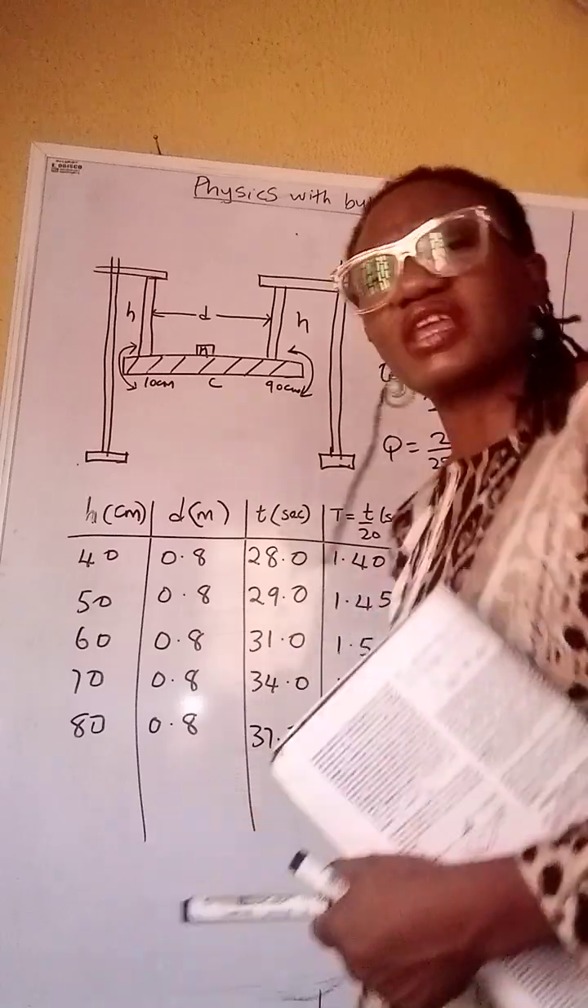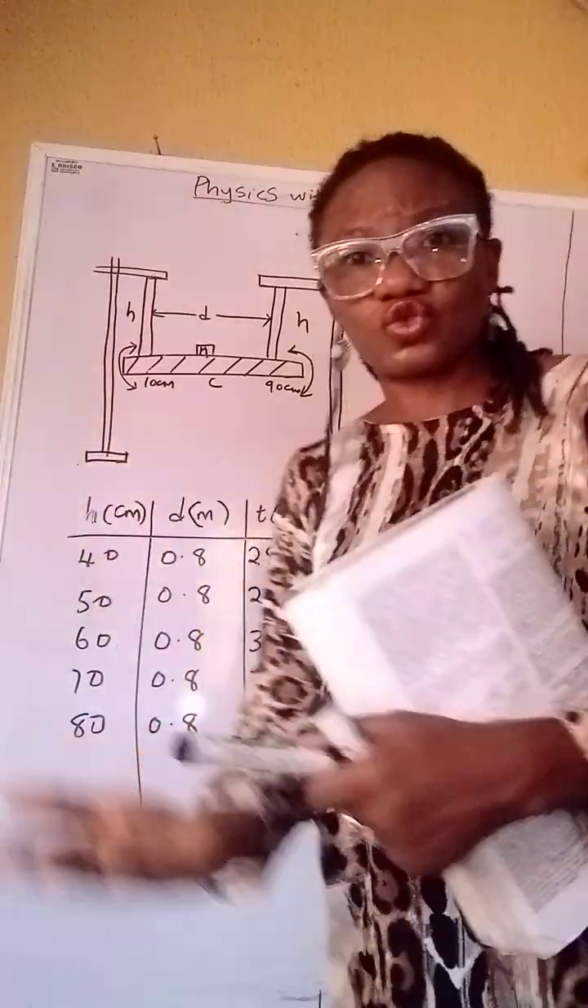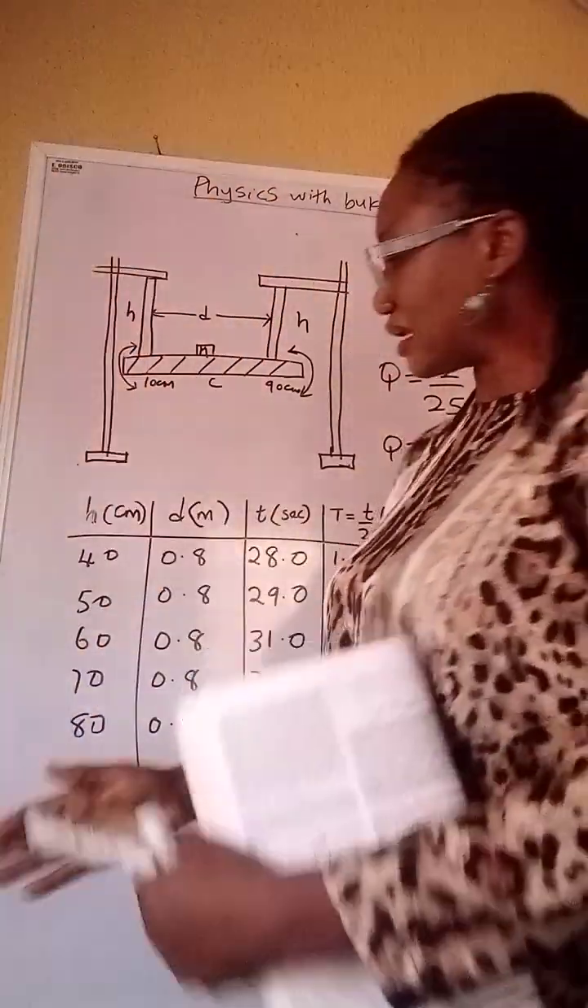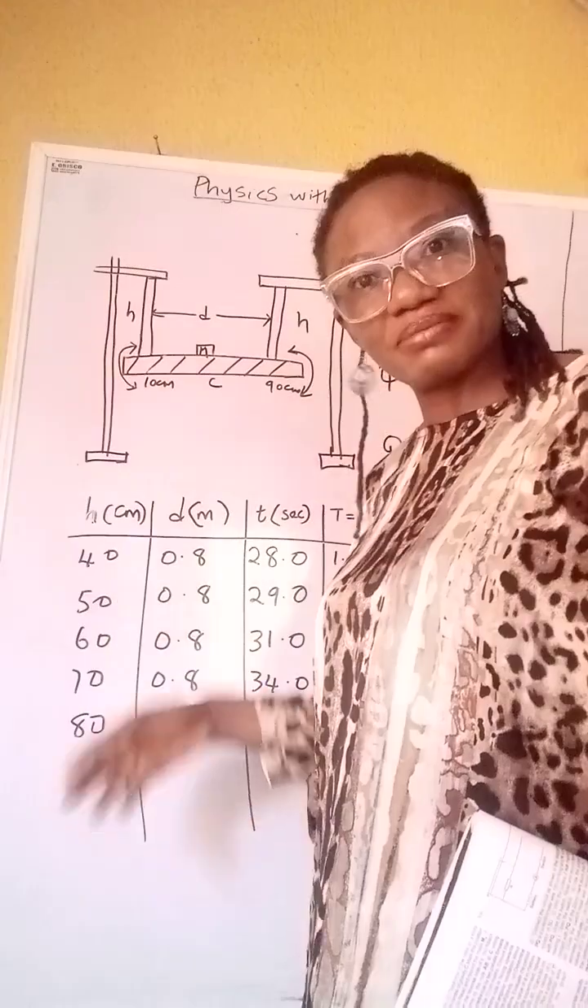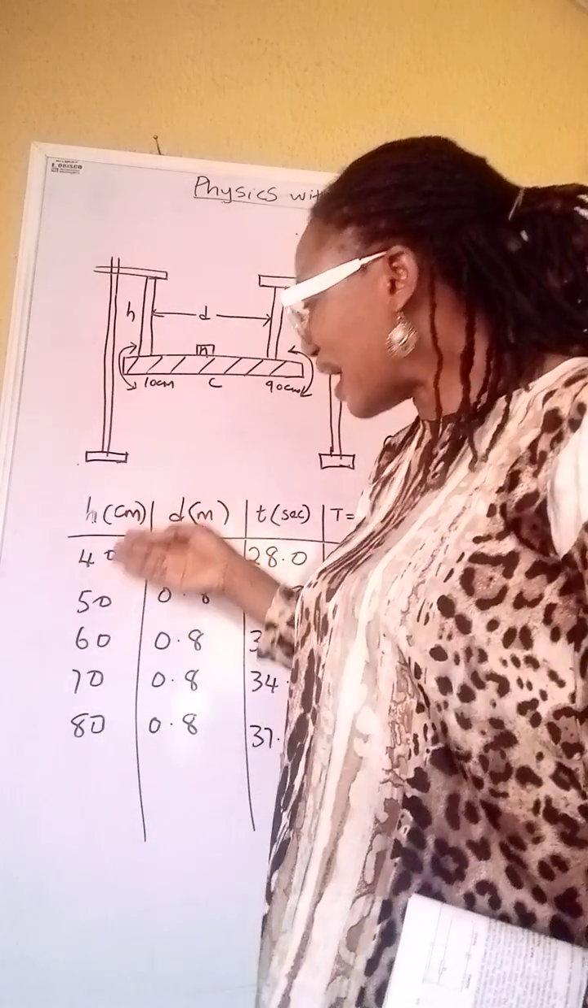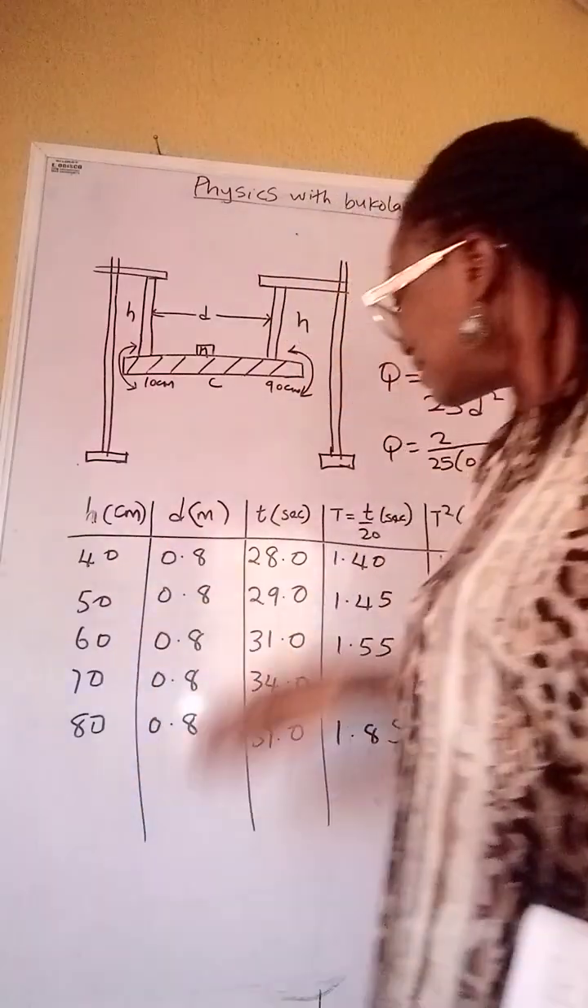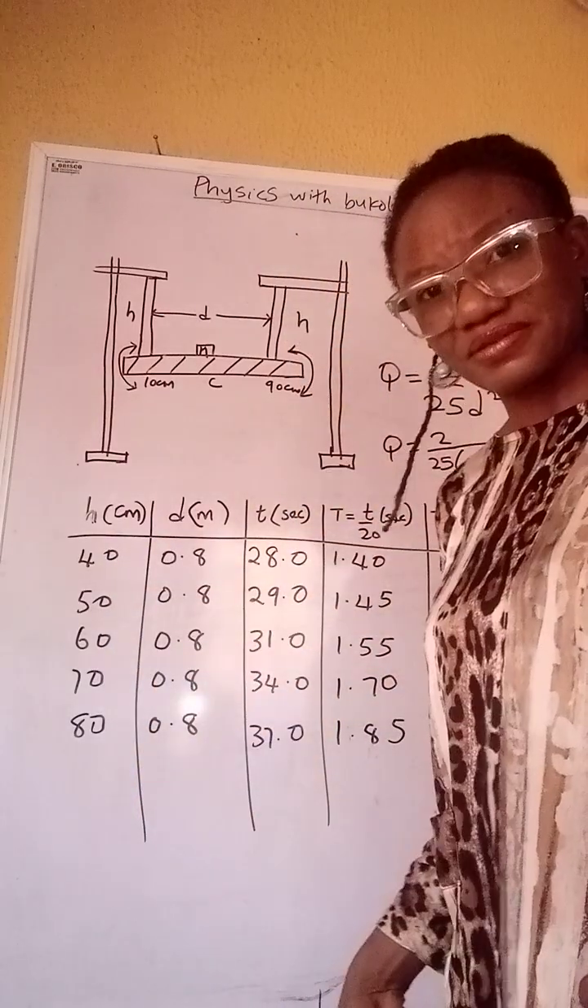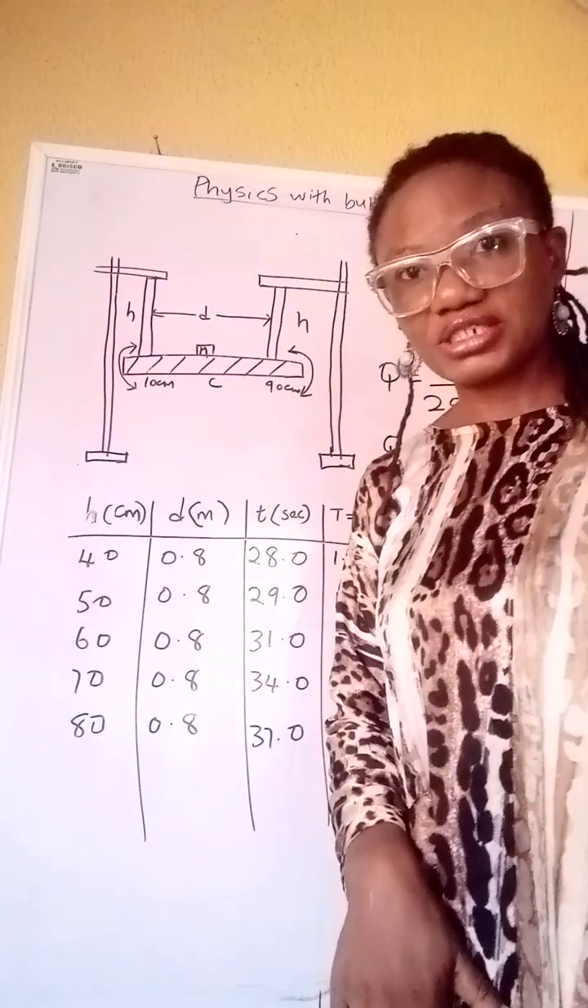So it means if the thing is swapped, maybe they decide to swap it, and they start from highest to lowest, what does it mean? It means as the height is decreasing, the time should be decreasing. That should be the trend.